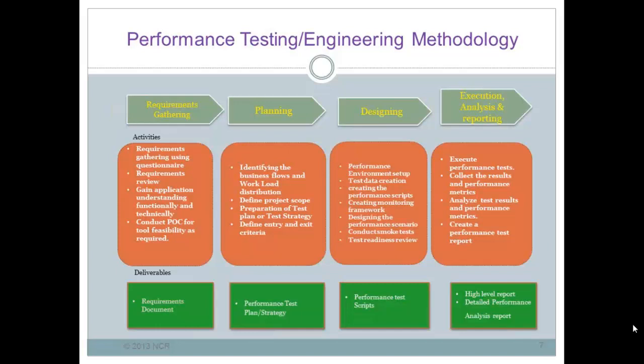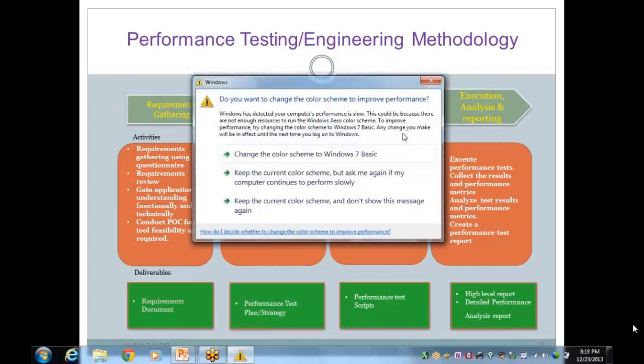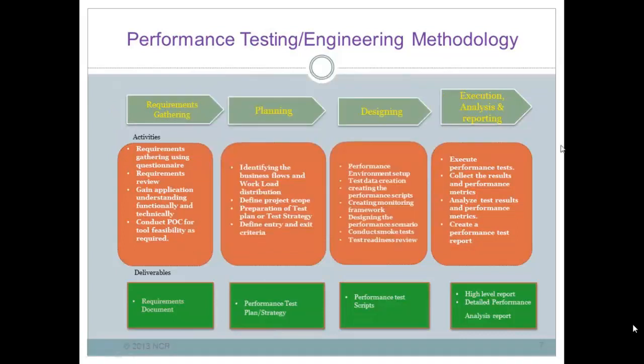Then performance testing scripts. We have to create the performance testing scripts. Then we need to do the required manual enhancements in the scripts. The required manual enhancements are like parameterization, correlation, or if we need to add any other code, we add it, and we complete the scripts.